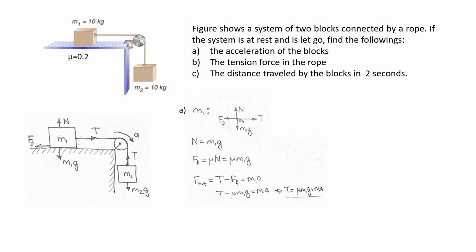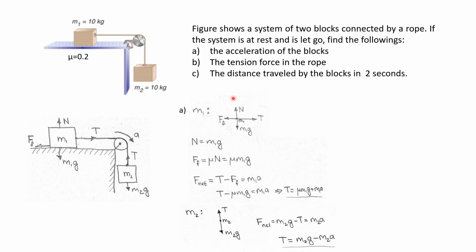Now we're going to do the same thing for the second block. In this case, the tension force pulls up, the weight pulls down, and that's where the mass is. And the net force, since the block is moving down, is going to be m2g, the weight of the block, minus the tension force, which is opposing it, equals the mass of the block times the acceleration, according to Newton's second law. And again, here we can find the tension force in a similar manner, and that's what we have.